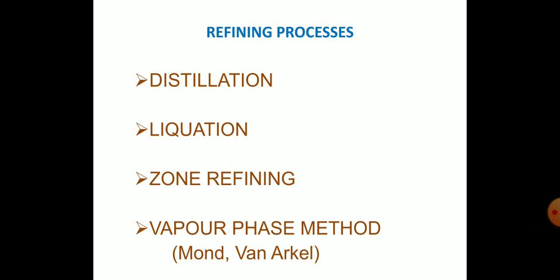In the vapor phase method we have 2 different subheadings. Those are Mons process, which is mainly employed for the purification of nickel, whereas the second one, the Van Arkel method, is mainly used for the purification of either titanium or zirconium. So these are the 4 different refining processes we are going to discuss.